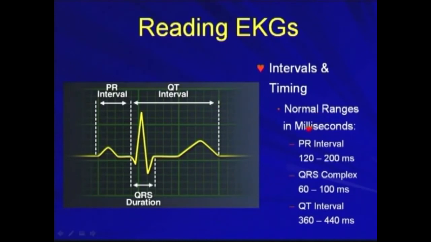So there are some normal ranges in milliseconds which we should remember. The PR interval usually ranges from 120 to 200 milliseconds. For the QRS complex, it's usually 60 to 100 milliseconds, and a normal QRS is certainly less than 120 milliseconds. For the QT interval, it usually ranges from 360 to 440 milliseconds.